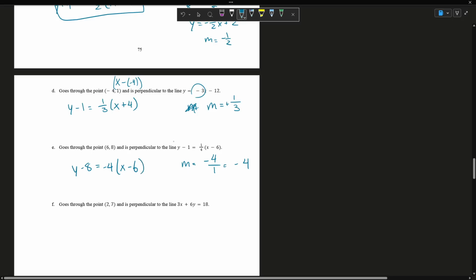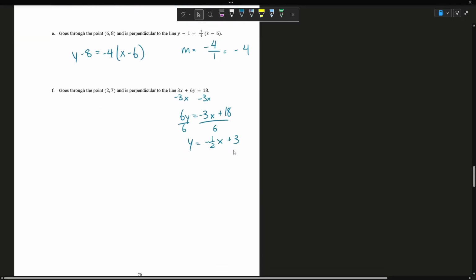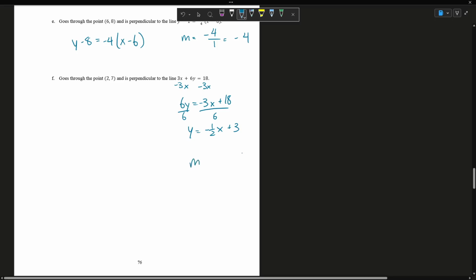And lastly, once again, we have standard form. Get y by itself. y equals -1/2. So with the -1/2, my slope must be positive 2/1, or 2. So y minus 7 equals 2 times x minus 2.